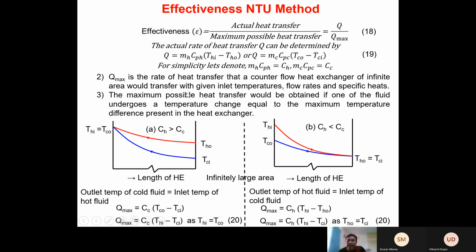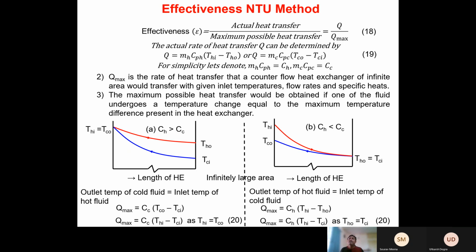So now in this case, as I said, the maximum heat transfer is possible only if one of the fluids, this is very important, undergoes a temperature change equal to the maximum temperature difference present in the heat exchanger. So not both fluids will undergo the maximum temperature difference, because one fluid will be dominating with respect to the other, isn't it? Correct. Depending on what flow rate I am using.